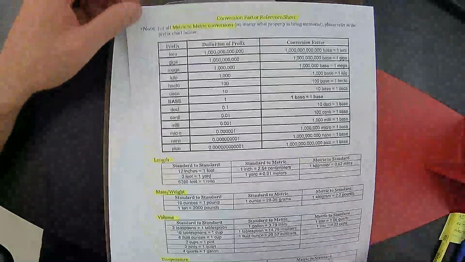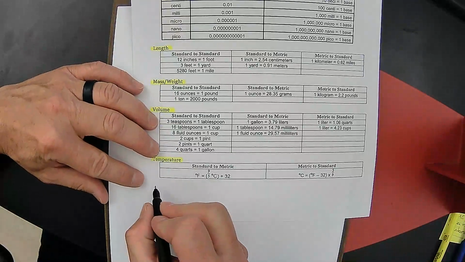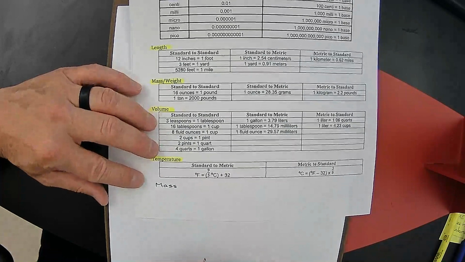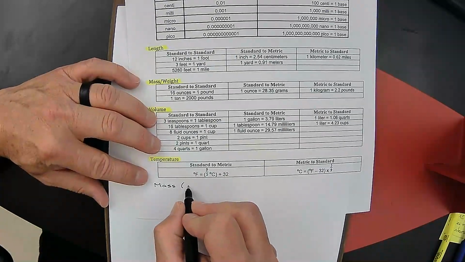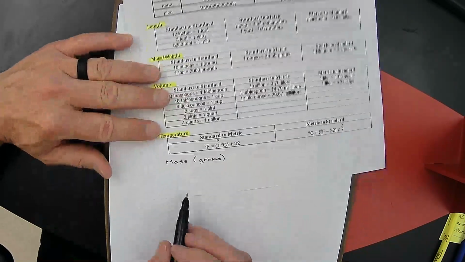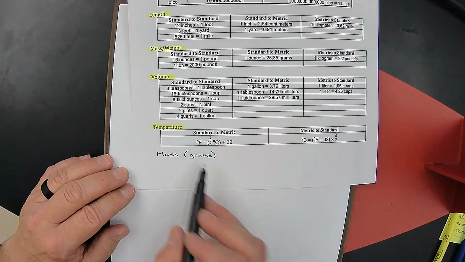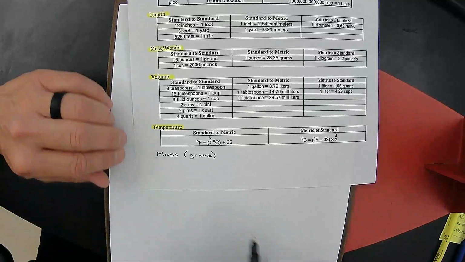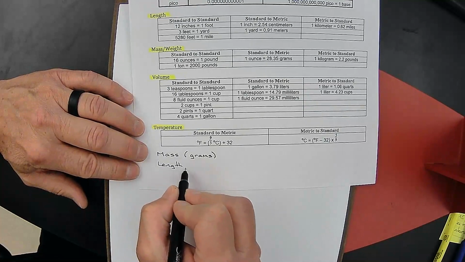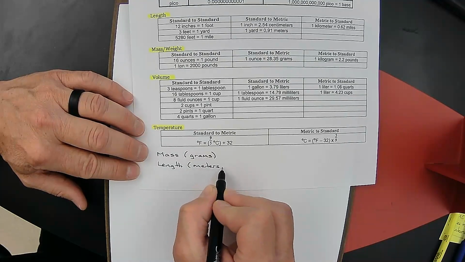First off, what I would like to do is talk about the metric system for just a minute. If we are measuring mass in the metric system, the unit of mass is going to be grams. So the amount of matter is going to be measured in grams. If we are measuring the length in the metric system, the length is going to be measured in meters.